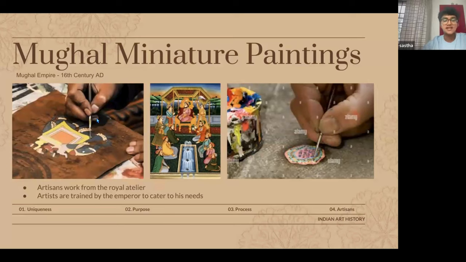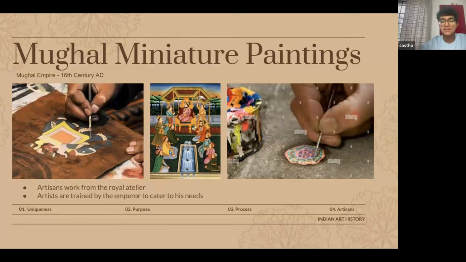These artists were highly skilled and trained in various aspects of the painting by the emperor itself. These emperors also recognized and encouraged such work so that they could continue this heritage. Despite the decline of the Mughal Empire, the legacy of Mughal miniature painting continues to influence Indian art forms. Many contemporary artists draw inspiration from this rich tradition, incorporating its techniques and aesthetics into their work.